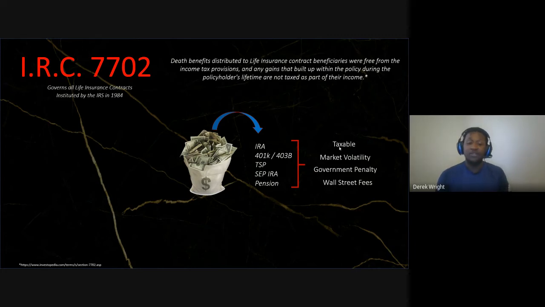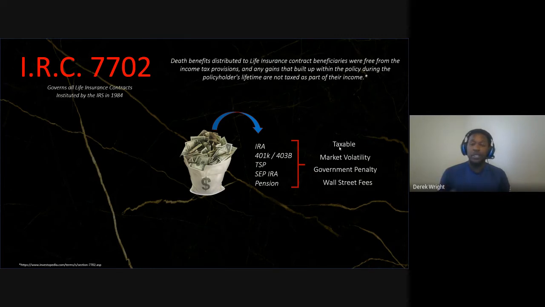Next, you have market volatility. When the market goes up, it's doing great, obviously, but we know what goes up must come down. So if it's going up, then that's great. But when we lose money, it takes more money to be able to make back the money that you lost.